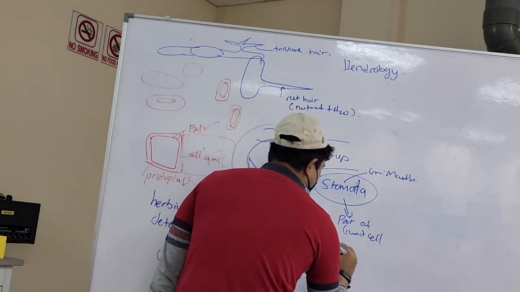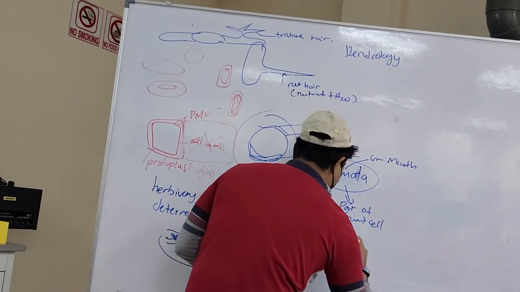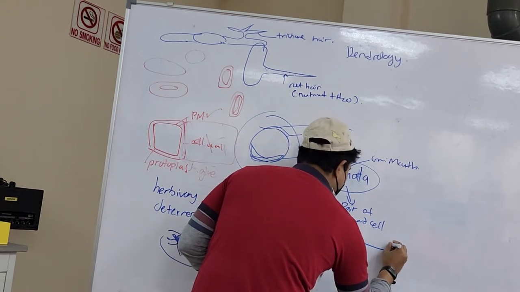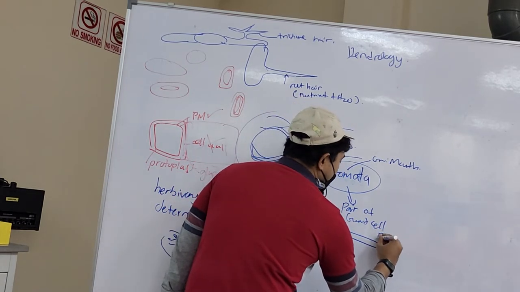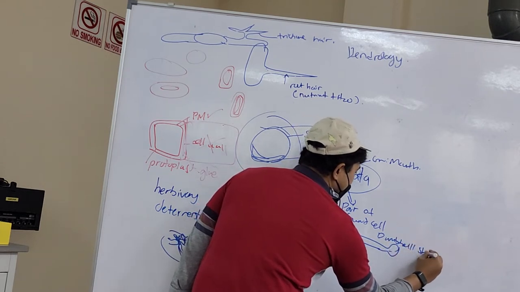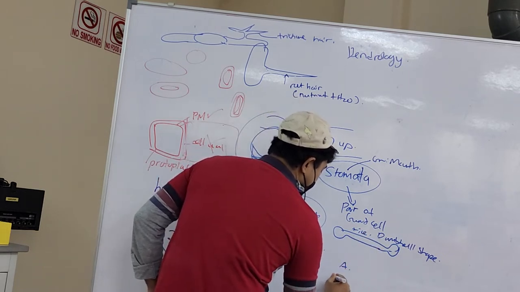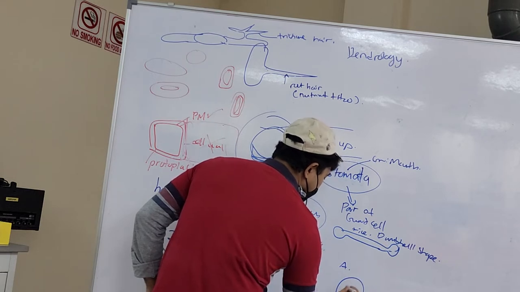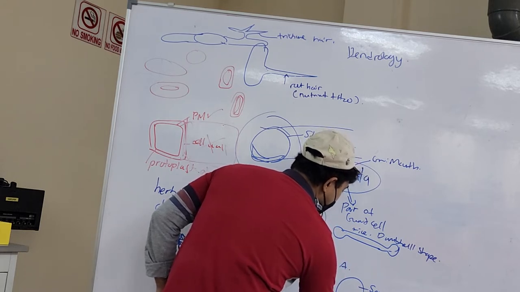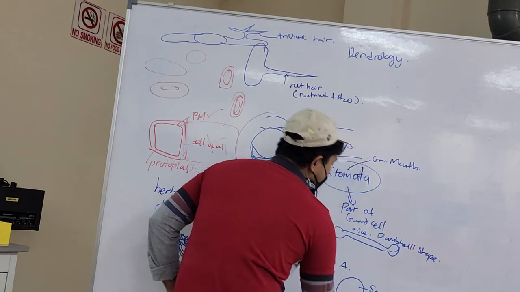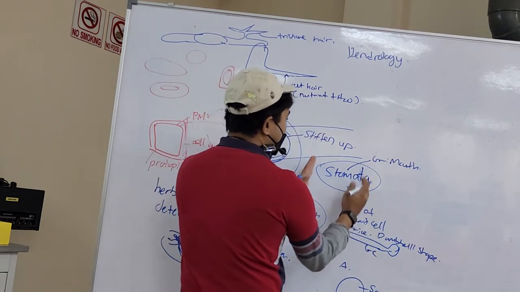In the case of rice, we call it dumbbell shape. For the Arabidopsis, we call it sausage shape, or kidney bean, or kidney shape. A pair of these, this is guard cell, this is guard cell, a pair of these will make a stomata.